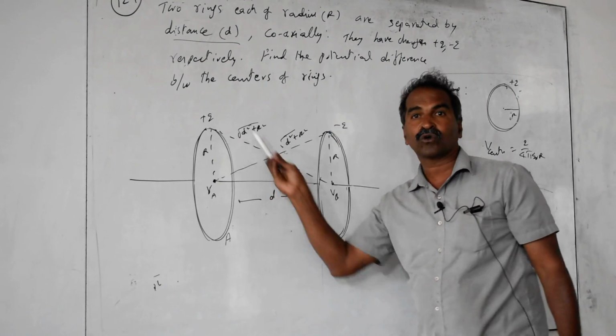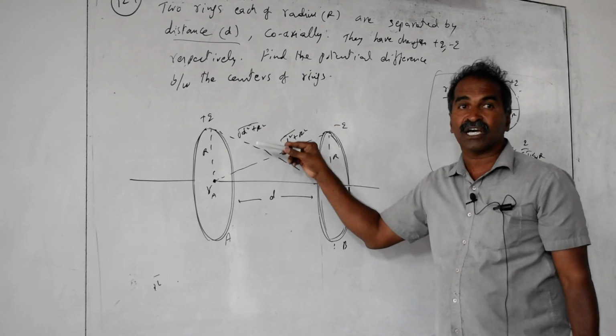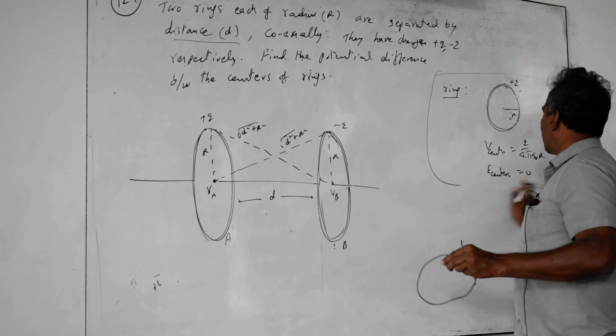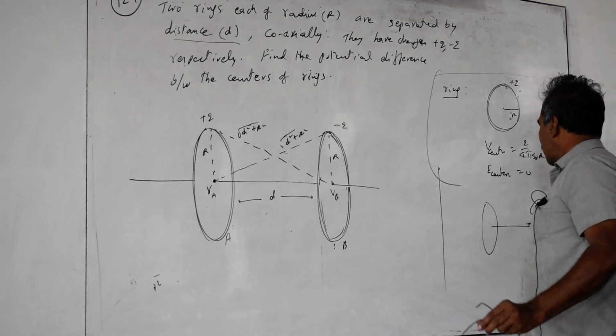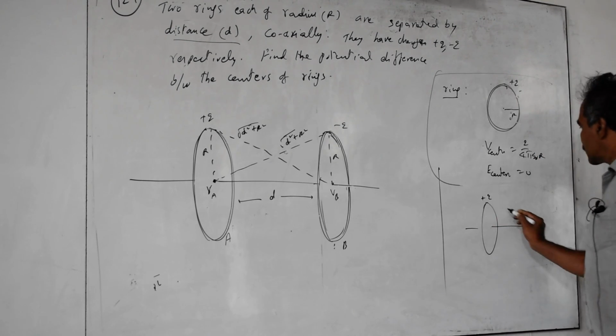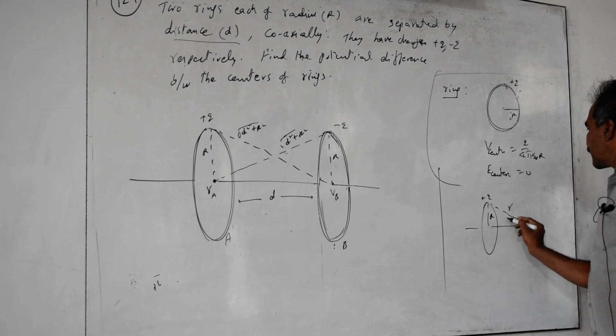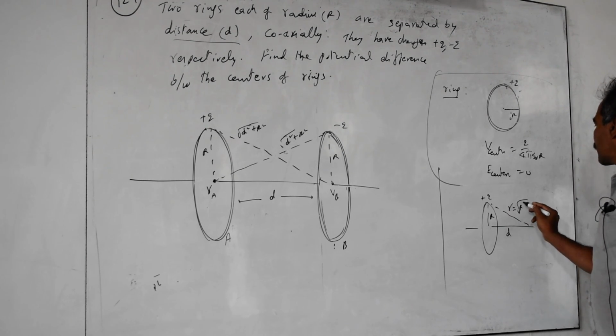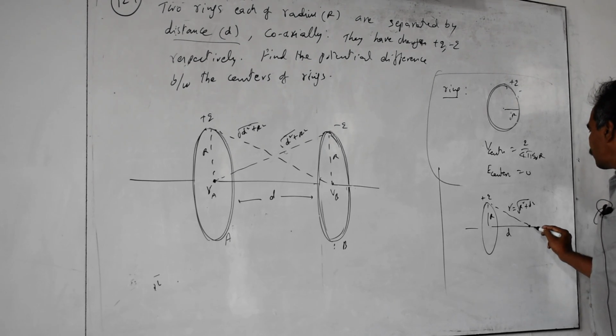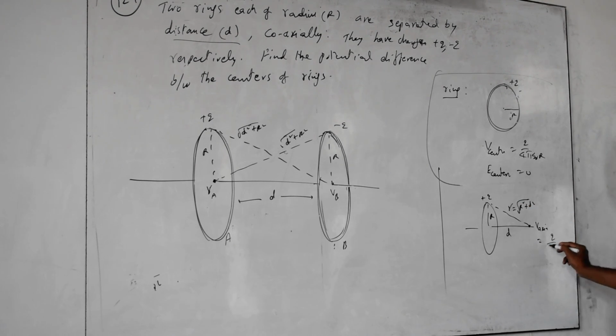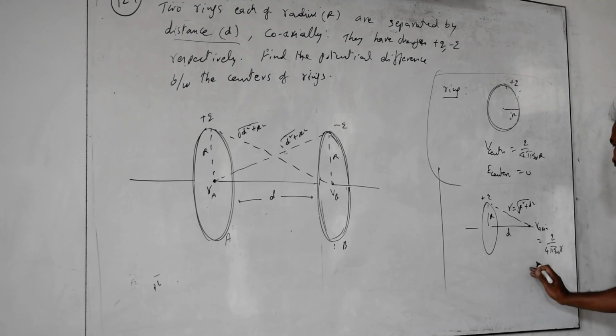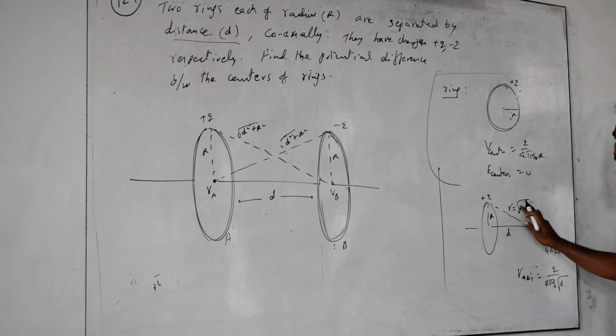This Q is not only here, it is the total charge everywhere. So at this point you are taking the addition of all these charges. On the axis, if you take the potential on the axis of the ring with the charge Q, this is capital R, this is D, then the distance becomes equal to under root of R square plus D square. So V axis is equal to Q by 4 pi epsilon naught under root of D square plus R square.